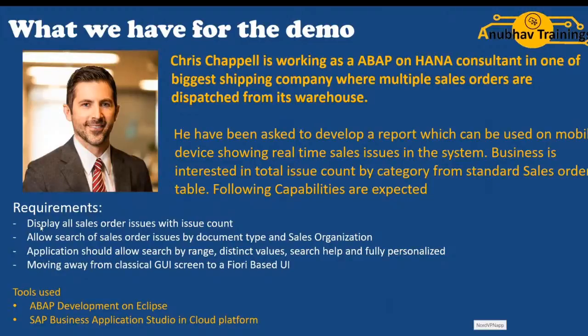So on the requirement side, the first is to display all the sales orders and their issues along with the issue count. The second requirement is to allow the user to search sales order issues by document type and sales organization. And then third, the application should allow search by range and distinct values, and also a search help should come. And the application should be fully personalized. I should be able to add new search criteria, remove search criteria, add new columns to the report table. All of that should happen.